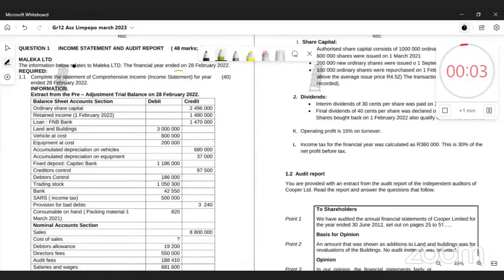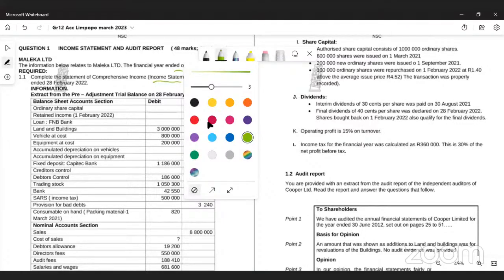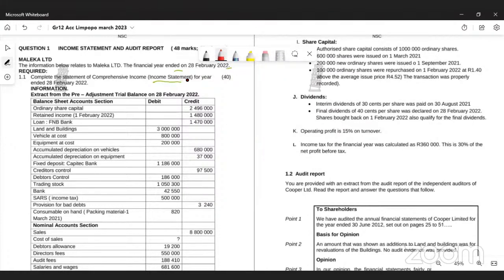The information below relates to Maleka Ltd, the financial year ended on 28 February 2022. So we are dealing with a business that had a financial year ending in February 2022. Now you know when your year is ending. We are asked to complete the statement of comprehensive income, which is the income statement for this current year. So they are asking us to prepare the income statement. Now we are given the information.